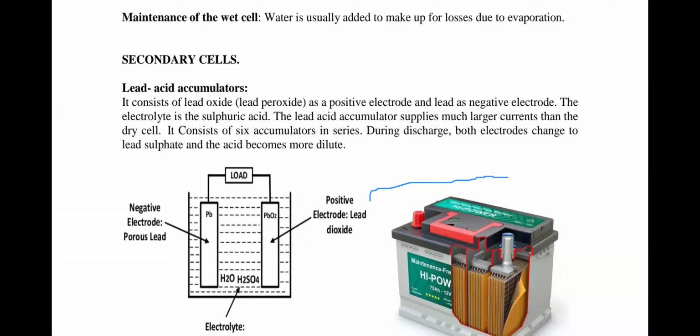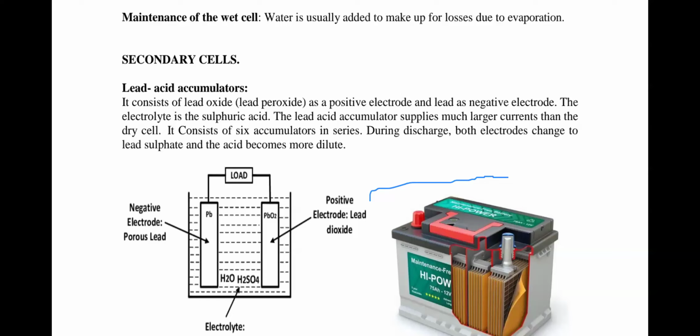Now then you speak on how it works. You find that the lead acid accumulator supplies a larger current than the dry cell, because it consists of 6 accumulators arranged in series, and during its discharge, both electrodes change to lead sulfate and the acid becomes more dilute. That's the way you explain it. If you want to determine how it works, you start by introducing what it is made up of first. What does it contain? You talk about electrodes and electrolytes. After that, tell us how those accumulators are arranged. How many are they? You tell us those things.